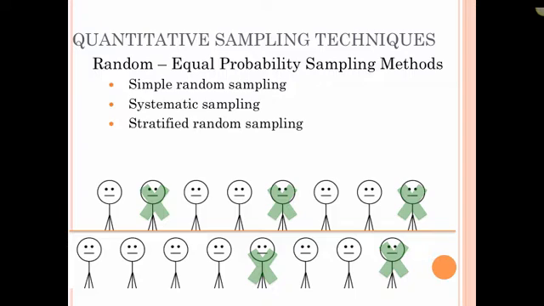But essentially, the important thing to know is stratified random sampling is when you divide your population according to some subgroup, and then you randomly sample from each subgroup.